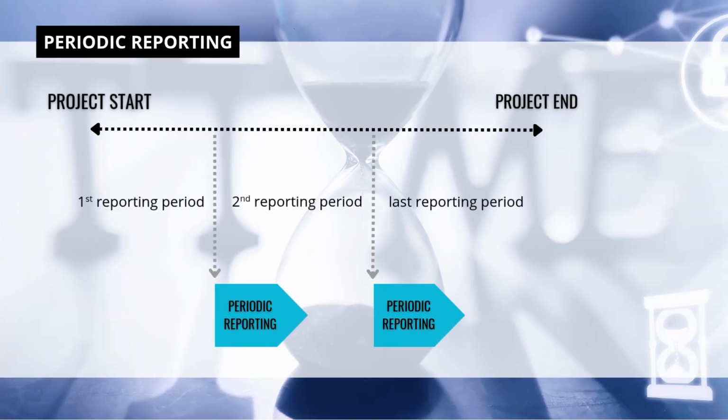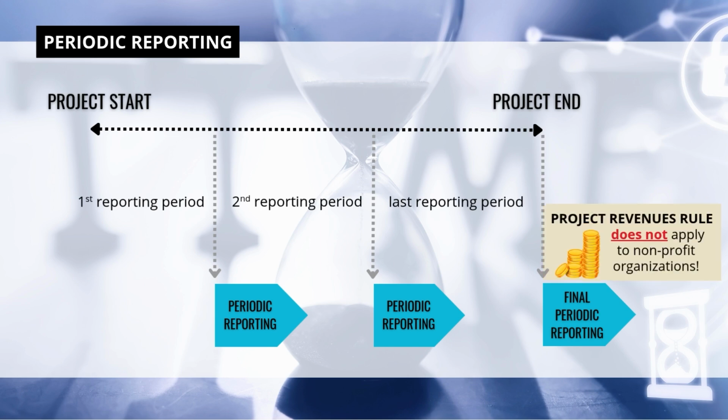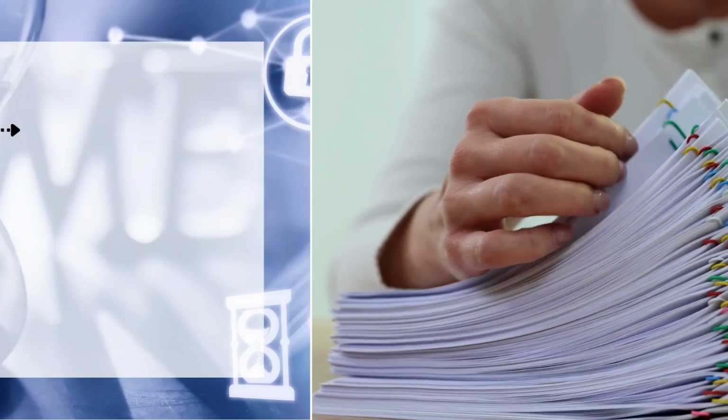At the end of the project, in the periodic report for the last reporting period, project revenues must be reported in the financial statement. Additionally, if a certificate on the financial statements is required for the beneficiary or affiliated entity, the associated costs should be included in the final report.